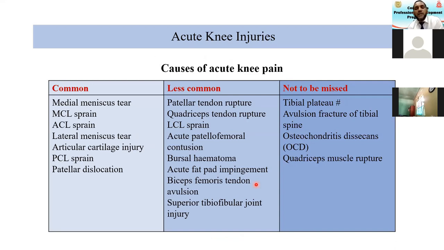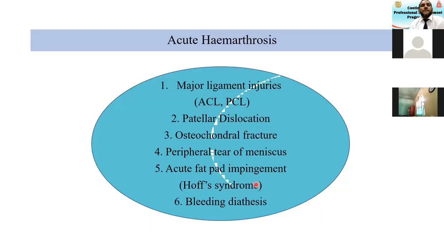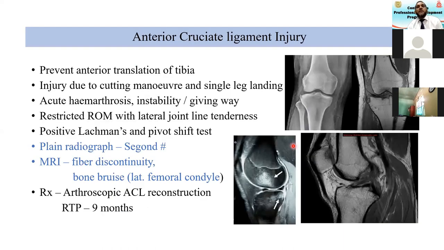But we shouldn't miss tibial plateau fracture, and especially the avulsion fracture of the tibial spine, especially in young athletes, where the ACL injuries are associated with the avulsion of the tibial spine. So it is important to remember that for acute hemarthrosis, there are a few conditions: major ligament injuries like ACL and PCL, patellar dislocation, osteochondral fractures, peripheral tear of the meniscus, especially the medial meniscus, acute fat pad impingement, the Hoffa's, and the bleeding diathesis. All these conditions can have acute hemarthrosis.